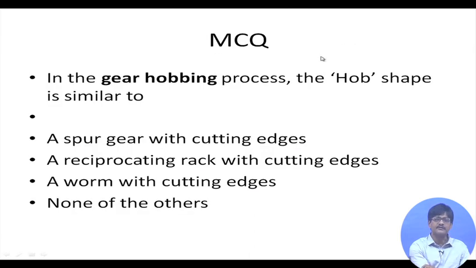Okay, so let's end up with a couple of multiple choice questions. In the gear hobbing process, the hob shape is similar to a spur gear with cutting edges? No. A reciprocating rack with cutting edges? Not exactly. A worm with cutting edges? Yes. And of course, none of the others is not applicable. So in this case, the correct answer is a worm with cutting edges.